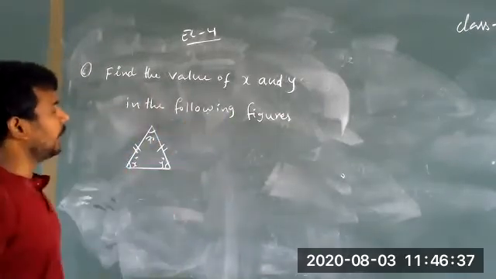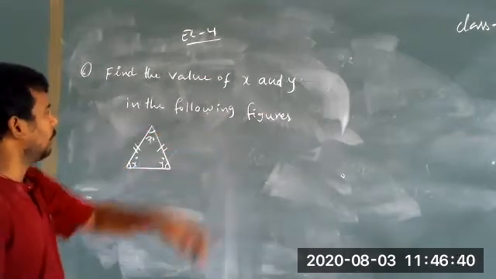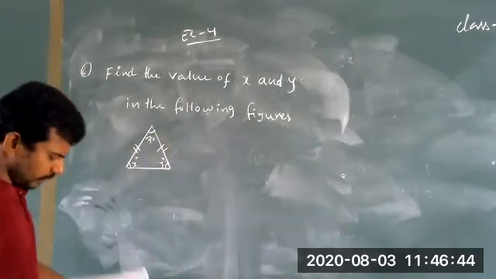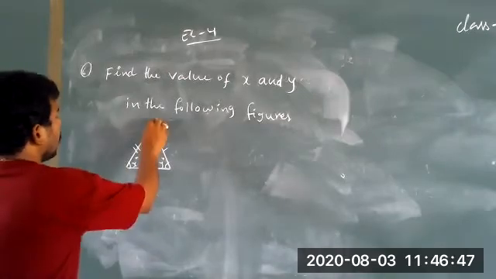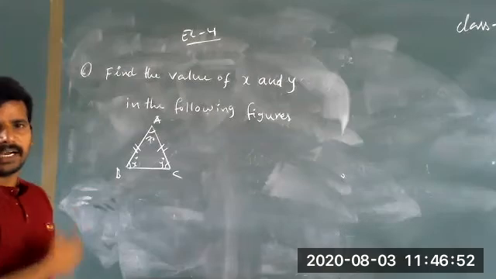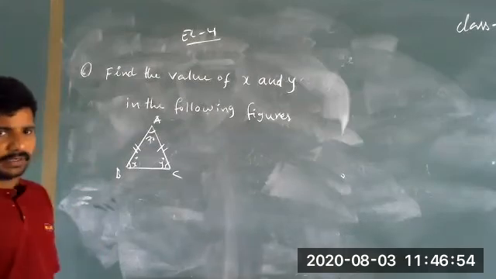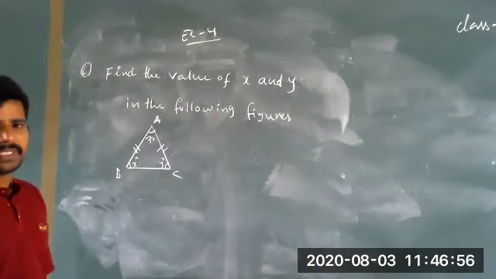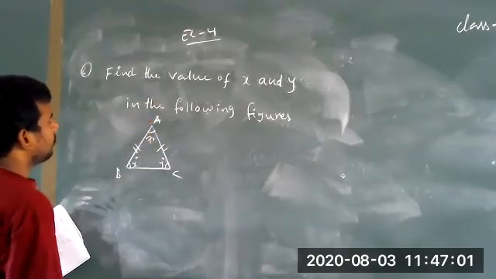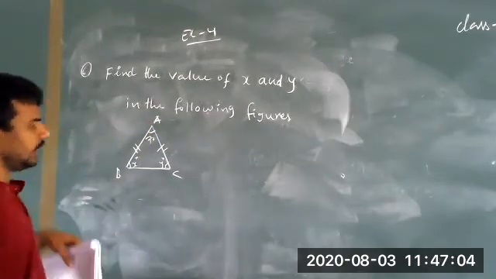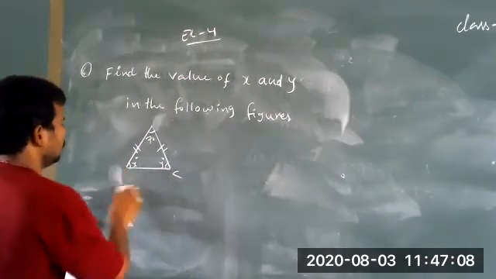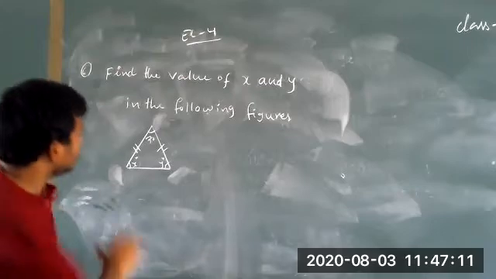Find the value of x and y in the following figures. So you have to find this x and this y. So this is one triangle. This is the ABC triangle. They have not given a name for this triangle, but let us take it as triangle ABC. Angle sum property: angle A plus angle B plus angle C equals 180 degrees. No need to take the name, leave it. This is the one triangle.